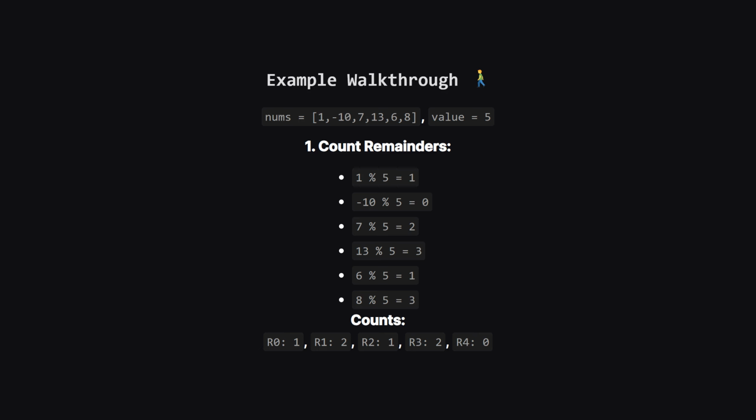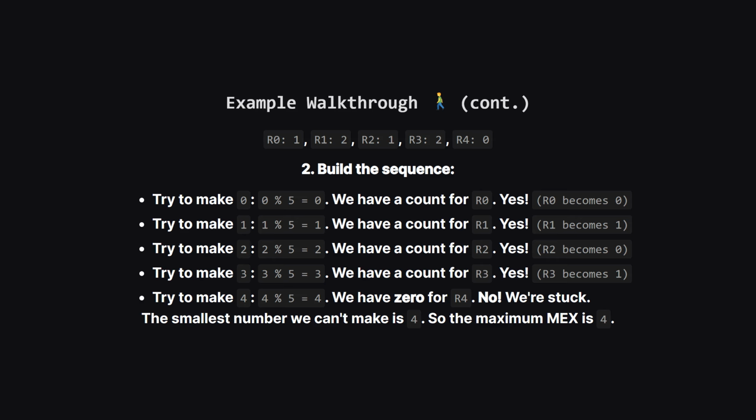We have our list of numbers and a value of 5. First step, let's find the remainder for every number and count them up. 1 gives a remainder of 1, -10 gives a remainder of 0, 7 gives 2, and so on. After counting, we see we have 1 number for remainder of 0, 2 numbers for remainder of 1, 1 for remainder of 2, 2 for remainder of 3, and 0 for remainder of 4. Now let's use these counts to build our sequence.